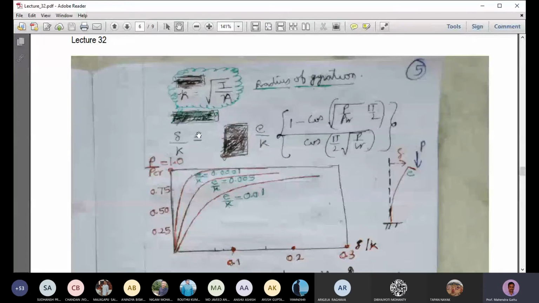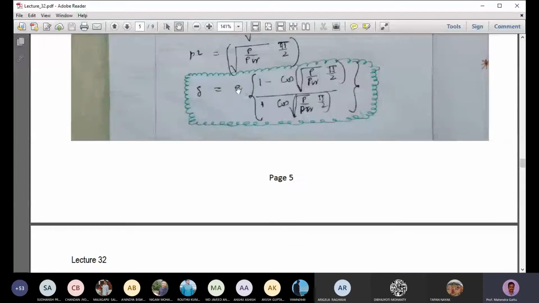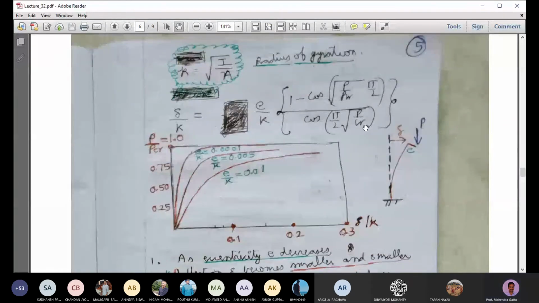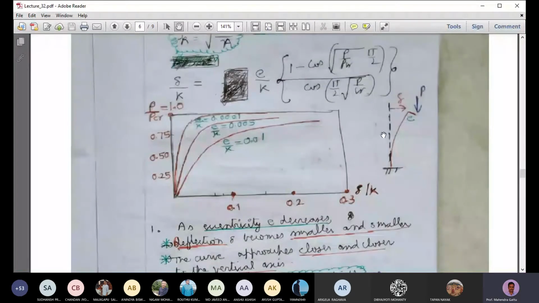So we divide this equation, delta on the left hand side and right hand side, by K, the radius of gyration. So we get this equation like this: delta by K is equal to E by K into 1 minus that term, and by cos of that term. So we are plotting a graph of delta by K on the x-axis and P by P critical on the y-axis. We are assuming some value for E by K, that is eccentricity by the radius of gyration of the cross section.